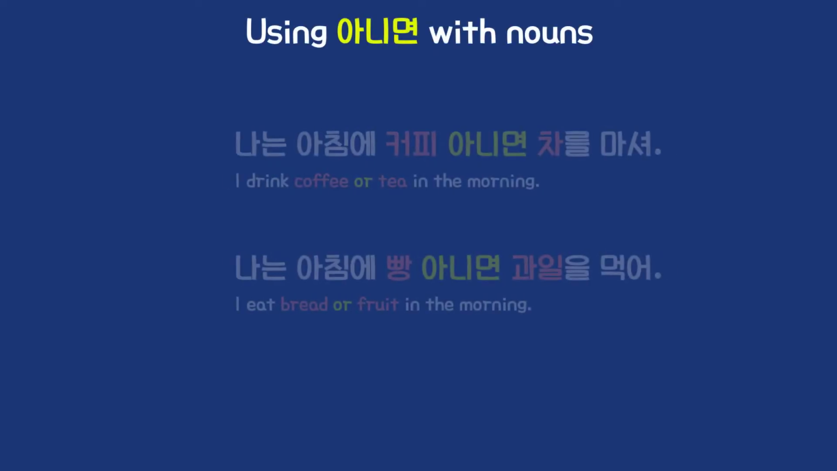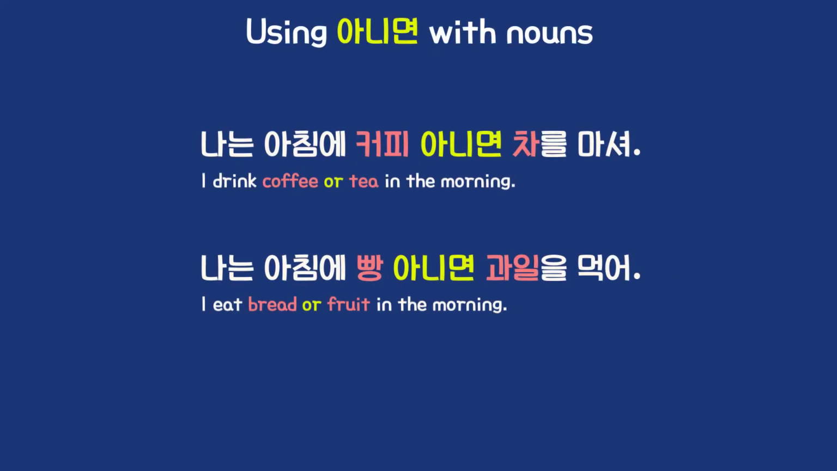Here are two example sentences that refer to two nouns as choices. 나는 아침에 커피 아니면 차를 마셔. I drink coffee or tea in the morning.